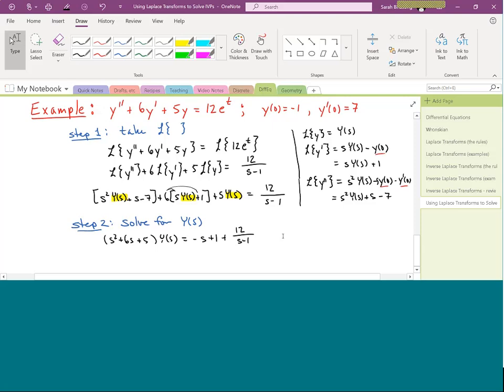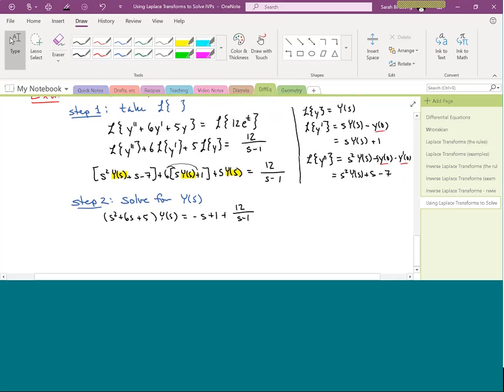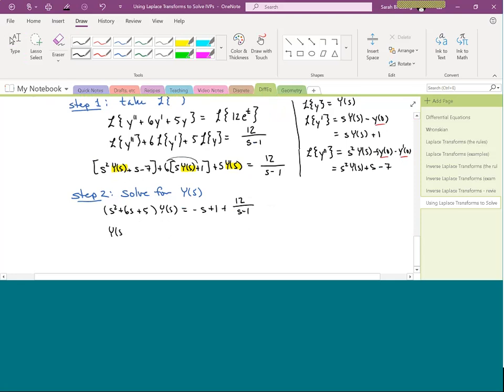All right, now what do we want to do? We still want to solve for capital Y, so we can totally do it. We can divide both sides by that quadratic, the s squared plus 6s plus 5. Don't actually do that. Do this instead. It'll make your life so much easier, specifically s squared plus 6s plus 5.